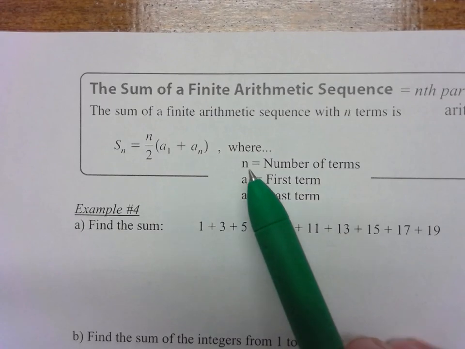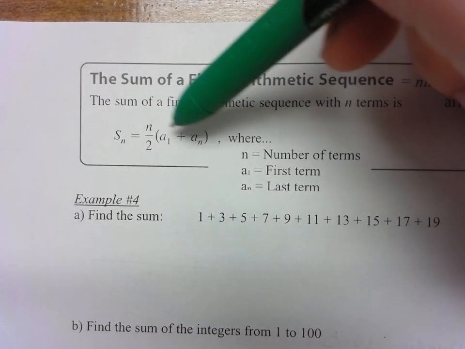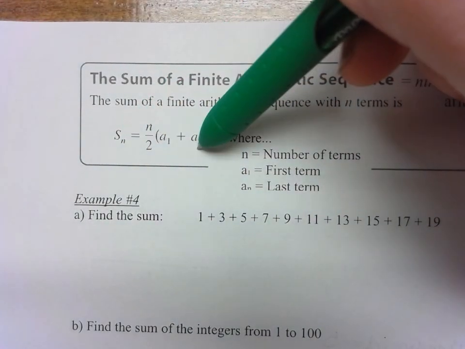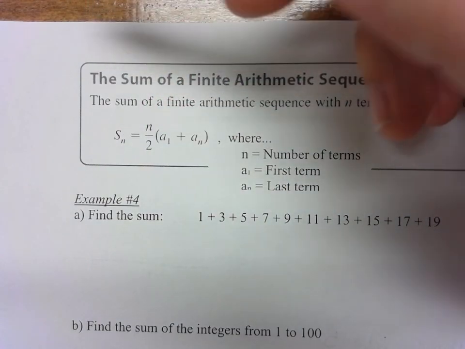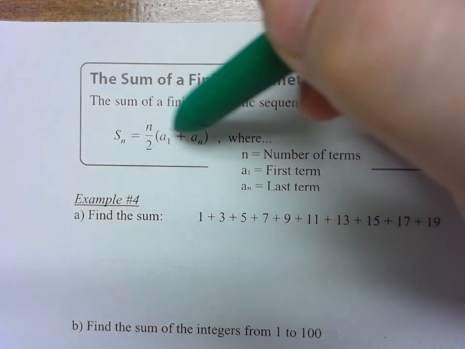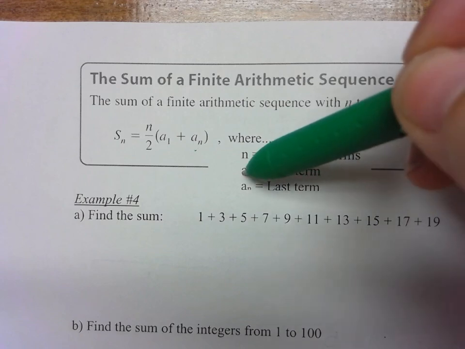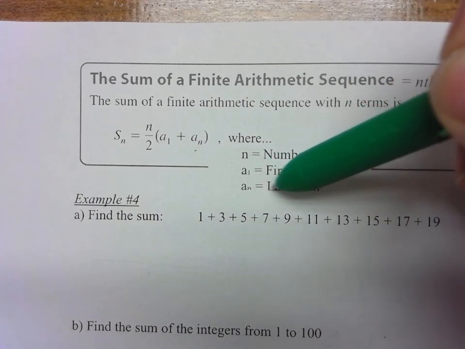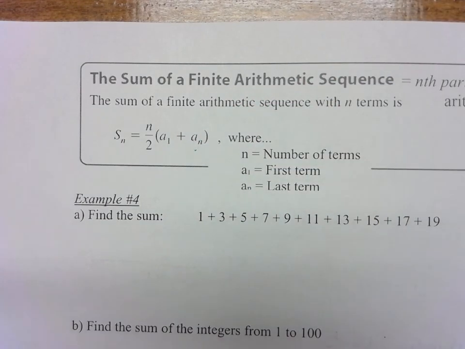N is the number of terms we have. Okay, so if we have the 8th term, all of these n's would be an 8. If we wanted the 20th term, all of these n's would be a 20. A sub 1 is your first term. A sub n is your last term. Okay, so let's do example 4.